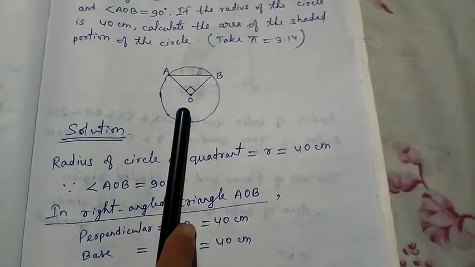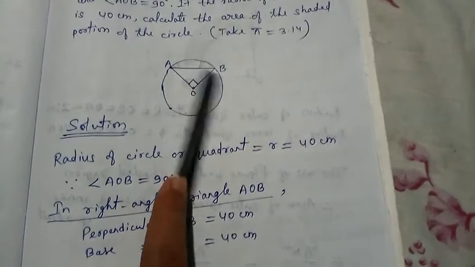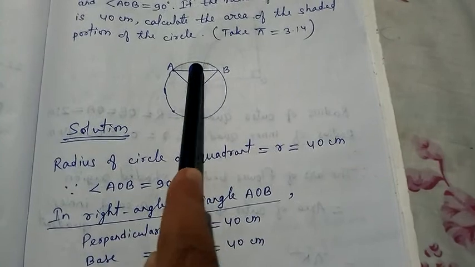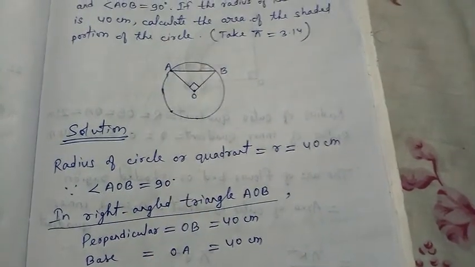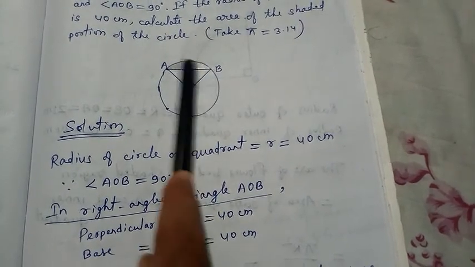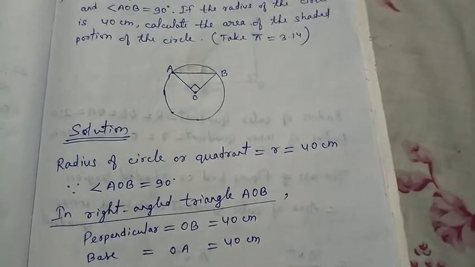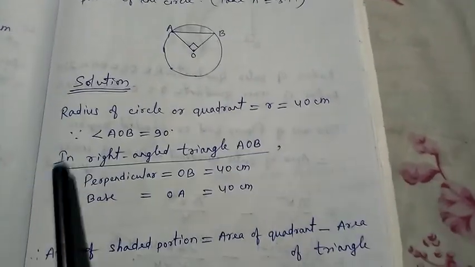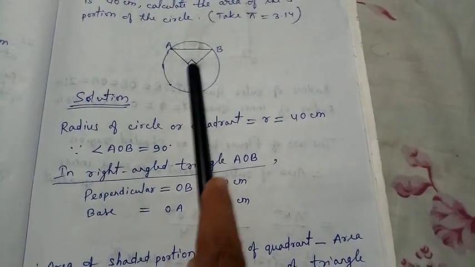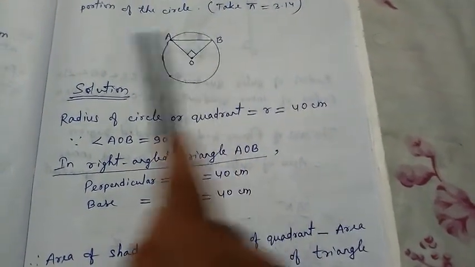So what we will do, if I say area of quadrant minus area of triangle, then the remaining portion will be the area of the shaded region. So I can say area of shaded region is equal to area of the quadrant minus area of right angled triangle. So that way we have to do. So you can see here radius of the circle or quadrant, actually both are same. Quadrant is the upper portion, the whole thing is circle.